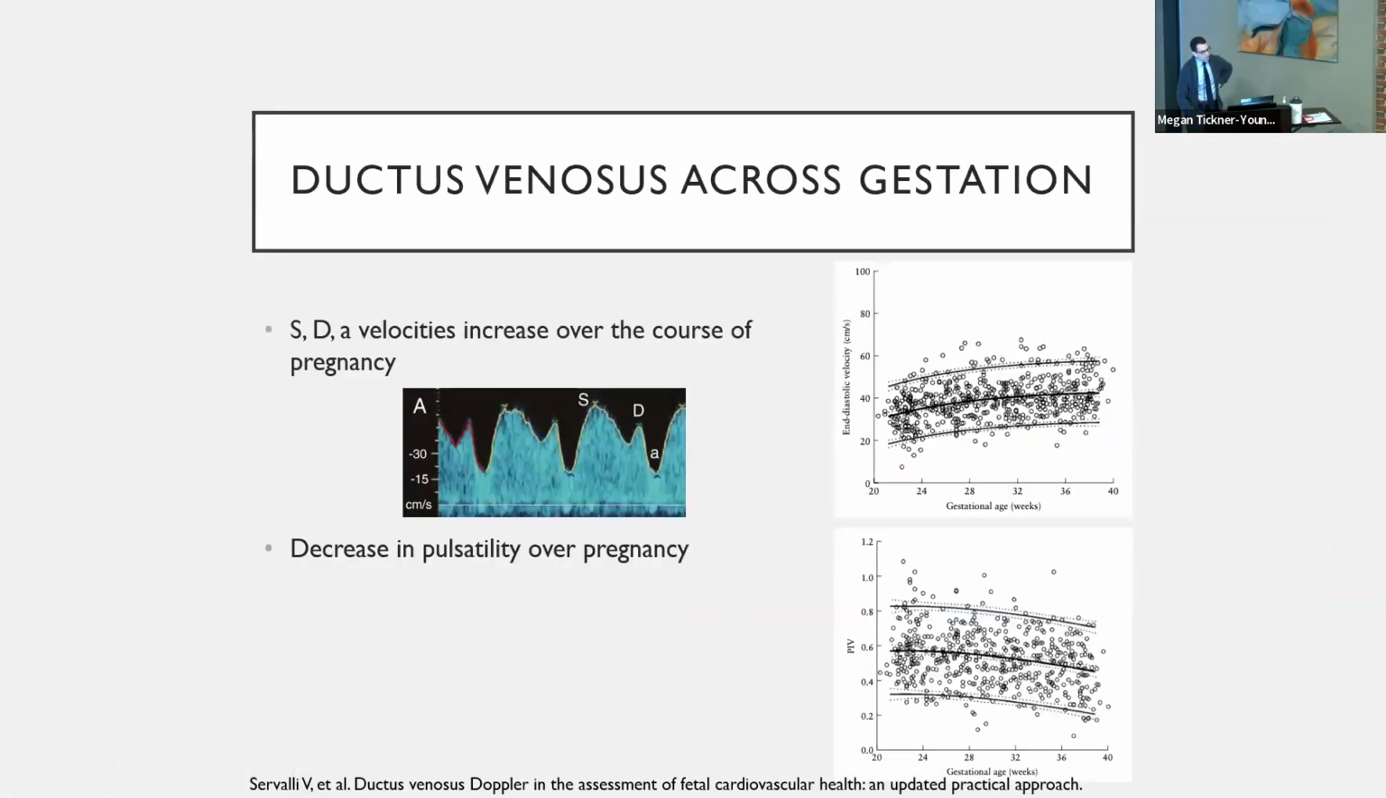Over the course of pregnancy, your placental resistance decreases, as we discussed in previous slides, and your cardiac afterload decreases. Meanwhile, fetal cardiac compliance and contractility increase. With the combination of both of these things, there is an increase in the S, D, and A velocities, which leads to a decrease in the pulsatility index seen here over gestation.